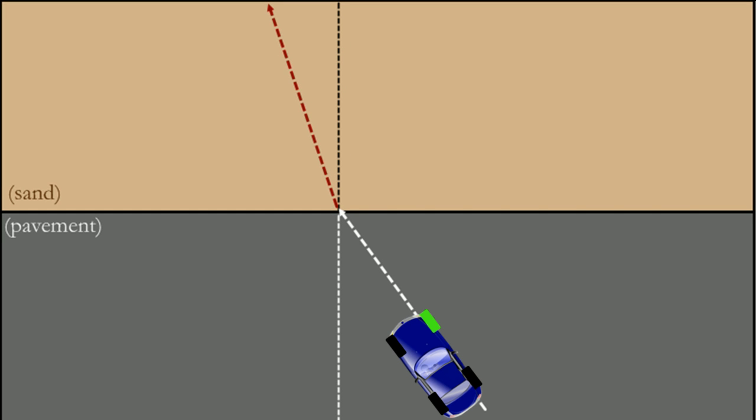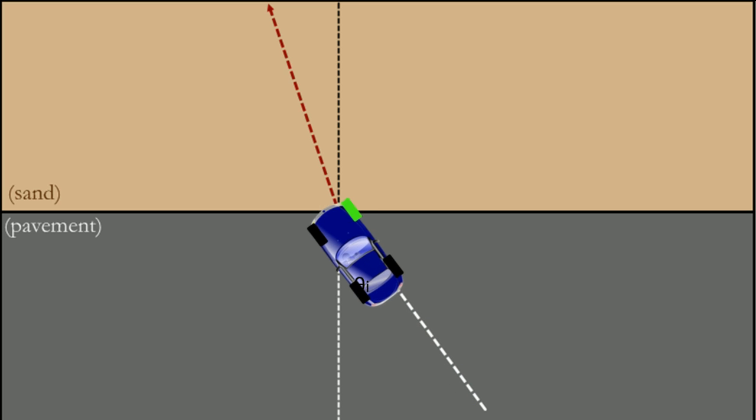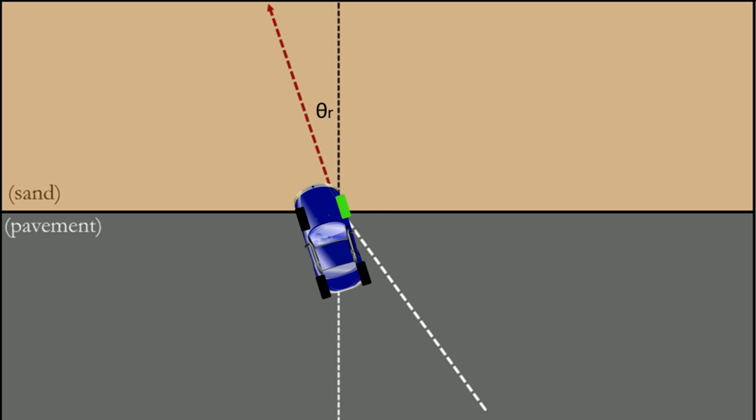So we're driving along pavement in our car at a certain angle of incidence when we hit the sand. The green tire touches the sand first and loses traction. Meanwhile, the tires on the left continue to turn where there's still a lot of grippage. The car turns towards the normal until both front tires are on the sand, and the car continues along in a straight line through the sand.